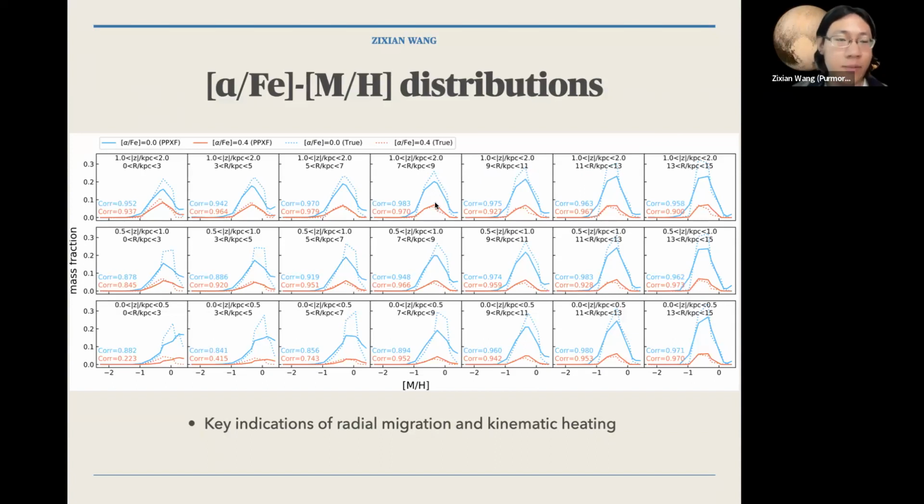I think there is a need for future studies. If you really want to see the alpha bimodality, we need to have more bins in metallicity to really show the differences in the peak position.